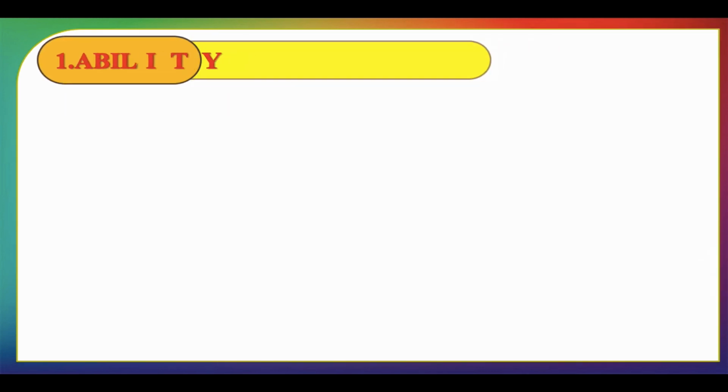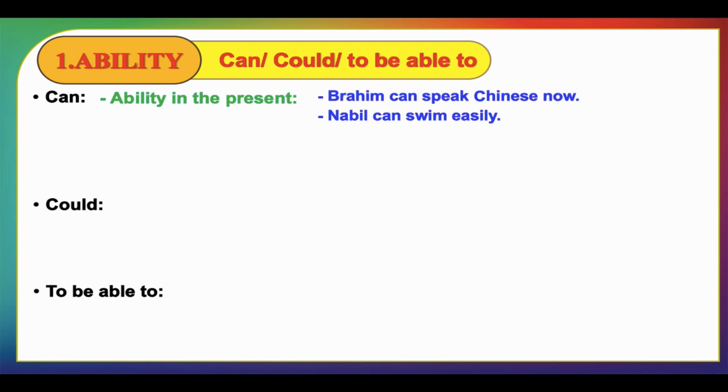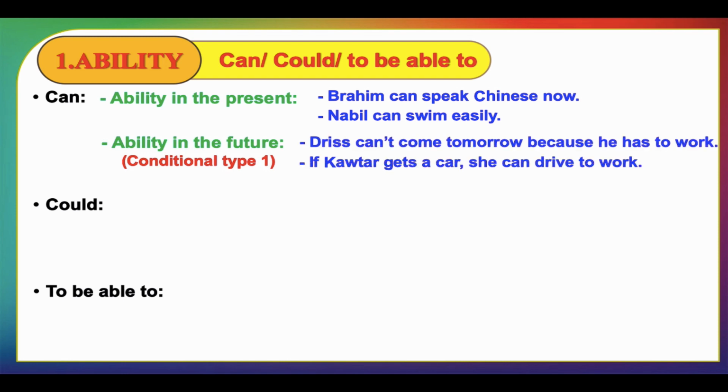Let's start with ability. We have here three modals: can, could, to be able to. Can expresses ability in the present. For example, Brahim can speak Chinese now. Nabil can swim easily. So we are talking about the present situation. And we can use can for ability in the future, as in Dries cannot come tomorrow because he has to work. And in type 1, if Kautar gets a car, she can drive to work.